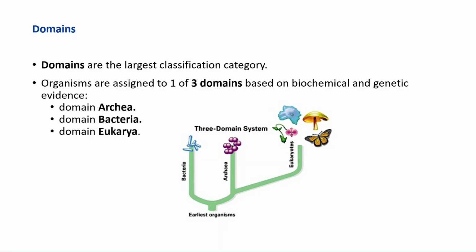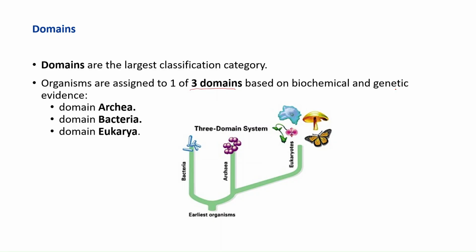So we're going to talk a little bit about domains. We're not going to cover all of them in detail, I promise. We're almost finished. But domains is the largest classification. There's actually 3 domains, and every organism is going to be part of one. They've been classified by biochemical and genetic evidence.